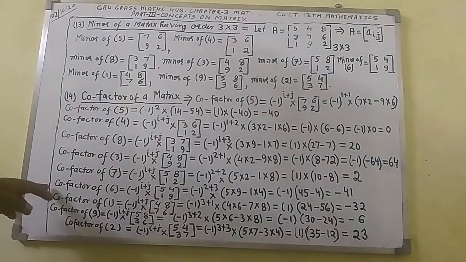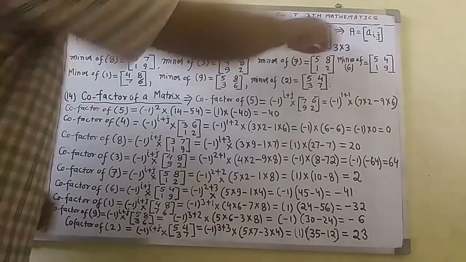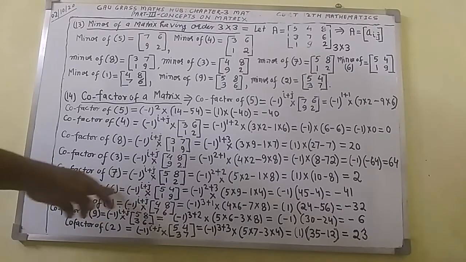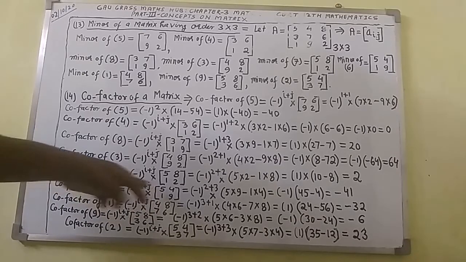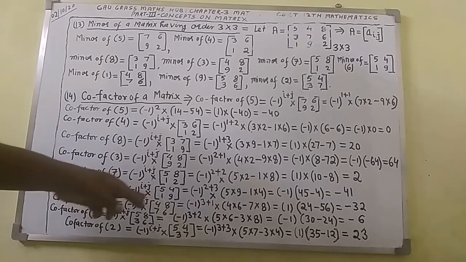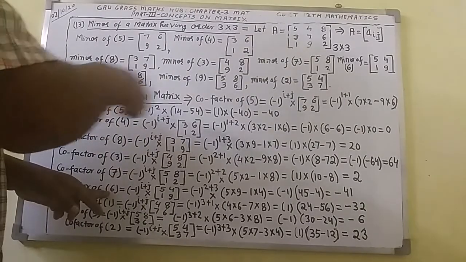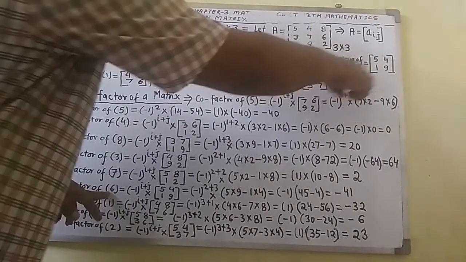Now come to the next one: the cofactor of element 6. The element 6 is there in the given matrix, you can locate it here. It equals minus 1, a constant fixed here, raised to the power of small i, the row position of element 6, plus small j, the column position of element 6, into the minor of element 6. The minor of element 6 you can see here is 5419.